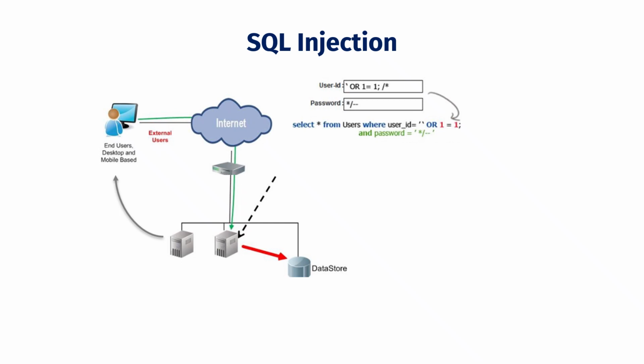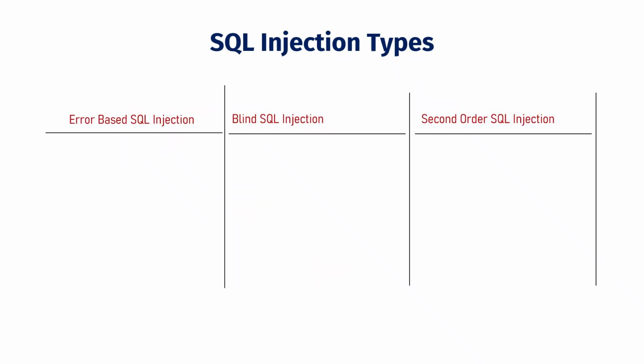Now, let's take a look at the different types of SQL injection. Three common types that you can easily identify are error-based SQL injection, blind SQL injection, and second-order SQL injection. Okay, let's start with error-based SQL injection.